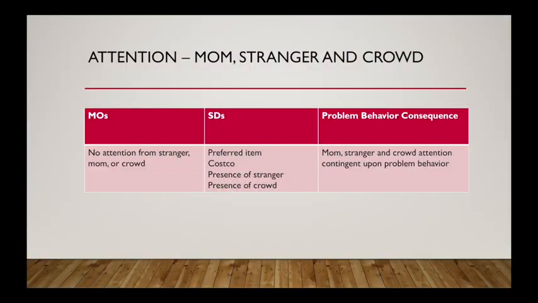Next, we will test for the function of attention from mom, stranger, and the crowd. The MO will be no attention from any of them, although they are all in the proximity. If the problem behavior occurs in this condition, the mom, stranger, and crowd will all provide attention to the behavior.